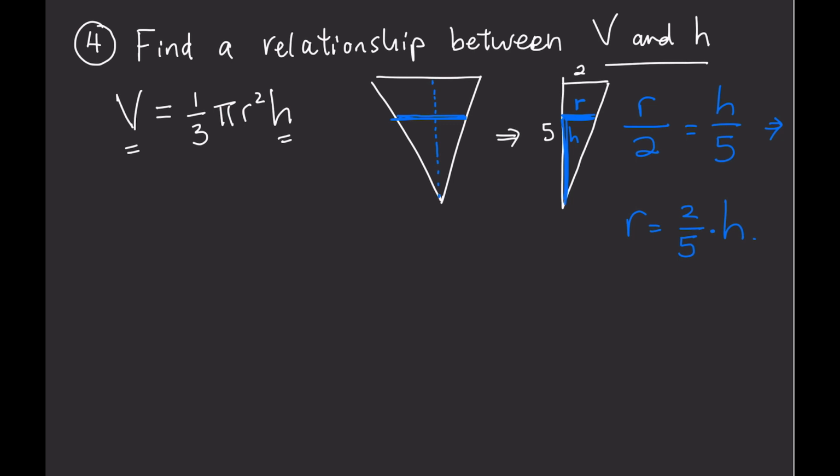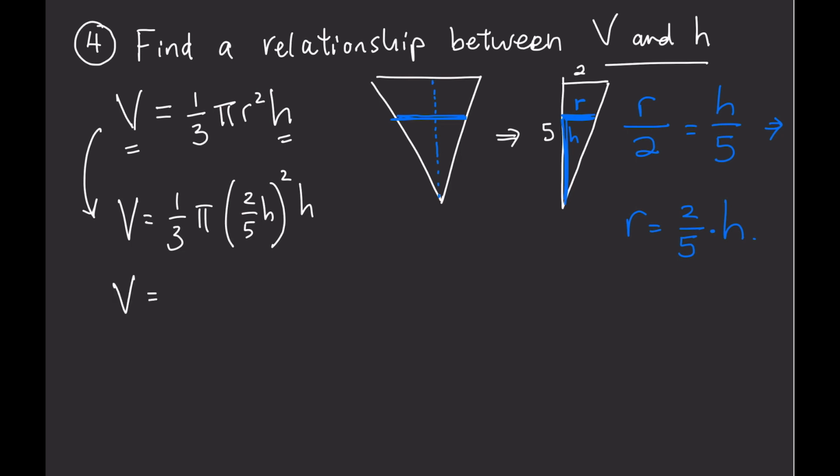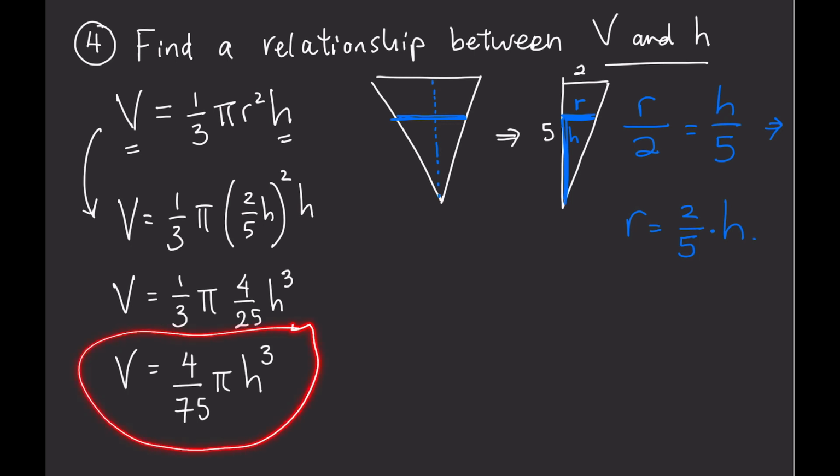Now I can go back to the original equation, and I can say, okay, V is equal to 1/3 pi times 2/5 H squared times H. So V is equal to 1/3 pi times 4/25 H cubed, right? And just cleaning that up a little bit, we have 4/75 pi H cubed. So this is my relationship.